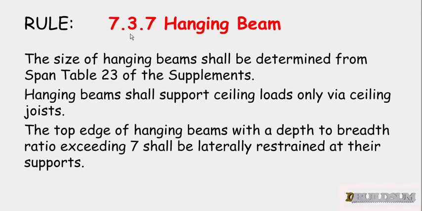7.3.7 says that the hanging beams shall be determined from span table 23 of the supplements, and that hanging beams shall support ceiling loads only via ceiling joists. The top edge of the hanging beam with a depth to breadth ratio exceeding 7 shall be laterally restrained at their supports. So if the height of the beam is more than 7 times the thickness, you have to restrain them so they don't want to fall over.